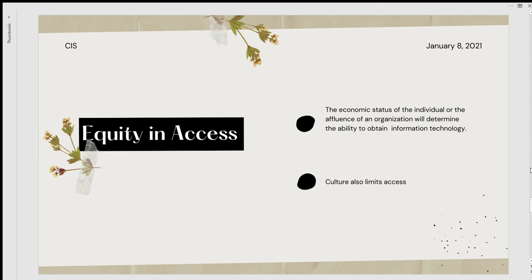Next is equity and access. The economic status of the individual or the affluence of an organization will determine the ability to obtain information technology. Culture also limits access. So, sa equity and access naman, this refers to the limit of access depending on economic status, culture, safety features, or one's firm or individual. So, though may mga limits na avoidable sa careful system design.